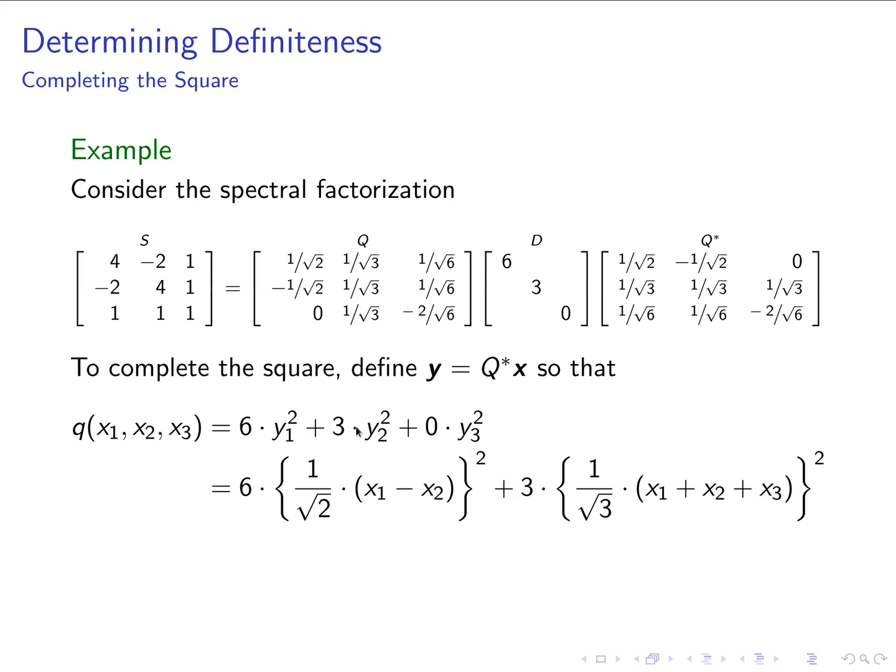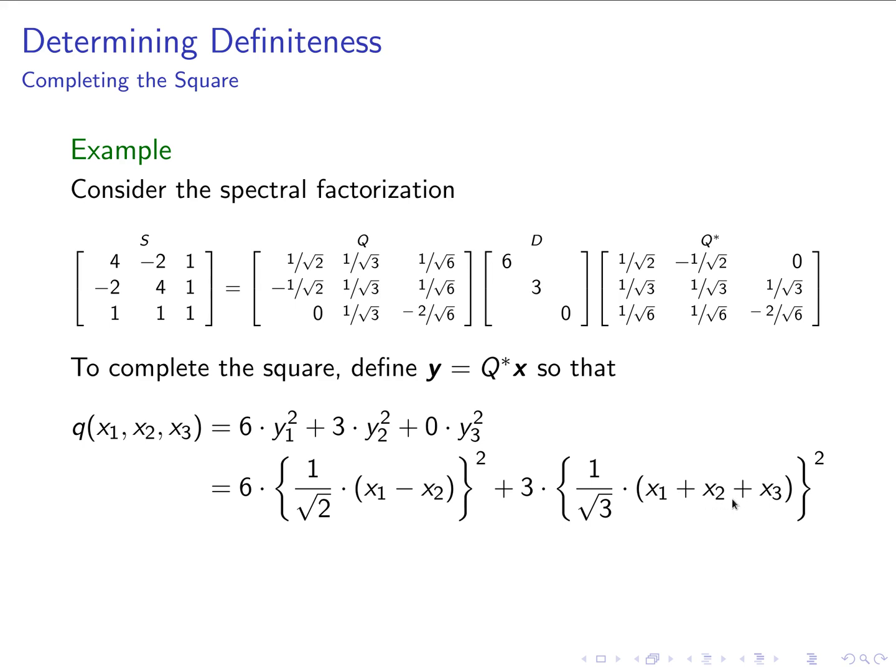What about 3 times y2 squared? Well, y2 should be the second entry in q star times x, which should be the second row of q star dotted with the variable vector x1, x2, x3. That ends up giving us 1 over root 3 times the quantity x1 plus x2 plus x3 as y3.